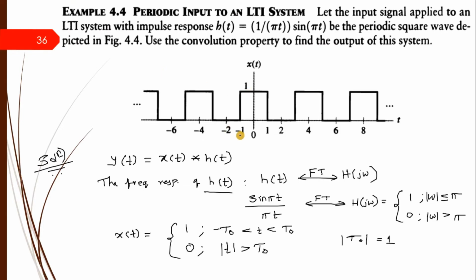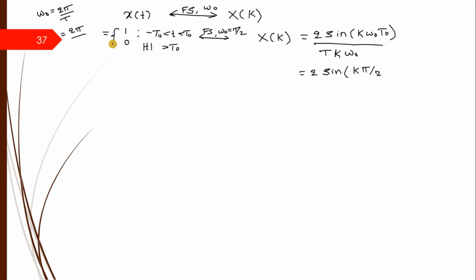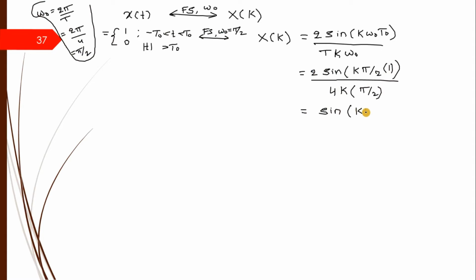Here, this is minus t naught, this is plus t naught, and this is one full period, which we write as 4. T is equal to 4. From here to here, T is equal to 4. So T is equal to 4, and you get omega naught as pi by 2. So in place of omega naught, I'm writing pi by 2. T naught is 1, we have already analyzed it. So again, T is 4, and k omega naught means k pi by 2. So you get sine k pi by 2 divided by k pi.